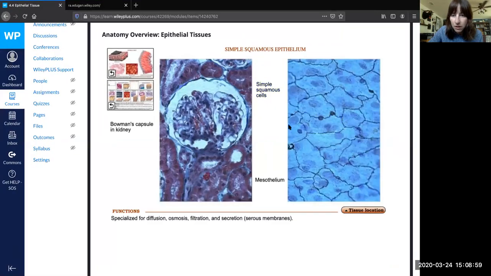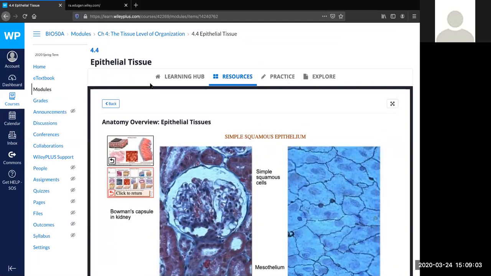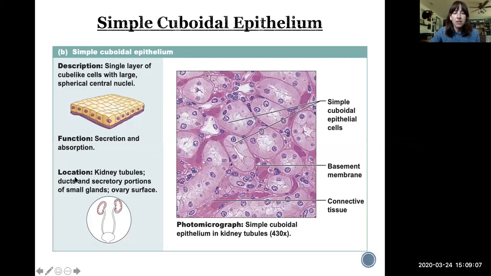Will we have to know exactly where it's located? Like, where are they located? I would go ahead and take special note of the locations that are detailed on these slides. For these basic slides, yeah.